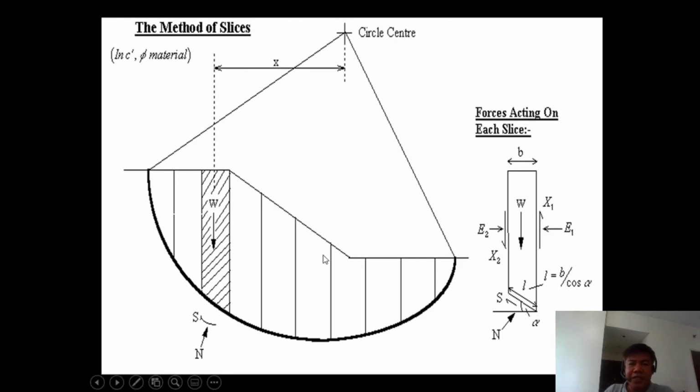So if this is the structure, for example, your embankment or the earth dam, you have an assumed center of the circle, and you have these different slices. What you are going to do is to take this slice, extract this slice, and these are the forces acting on that slice. So of course, you have the width B. Others use the same width B.